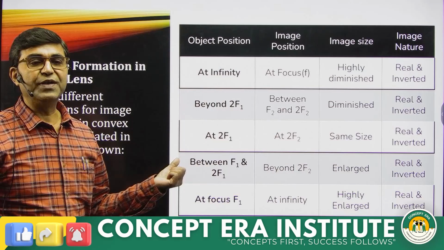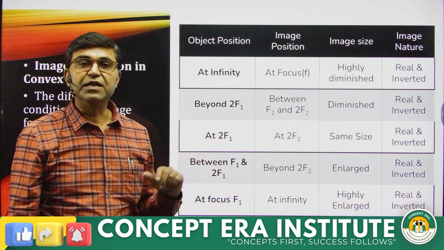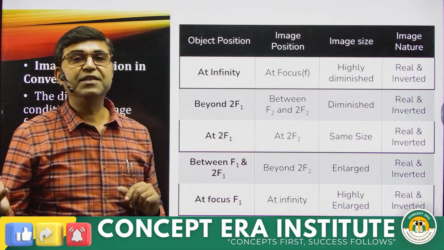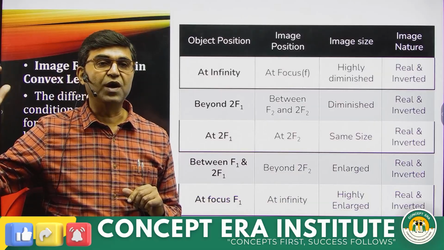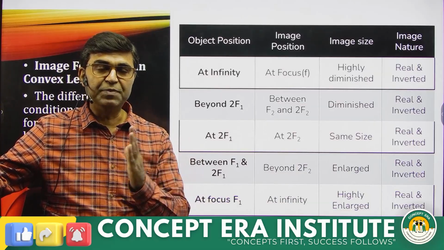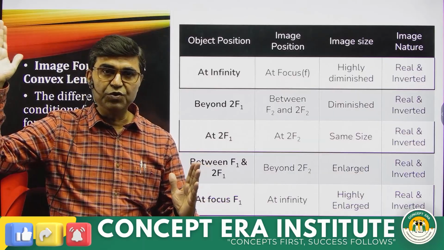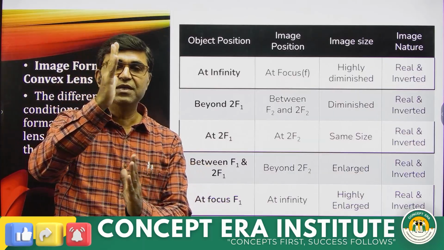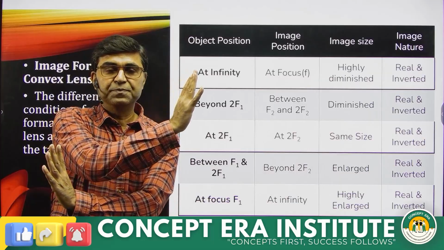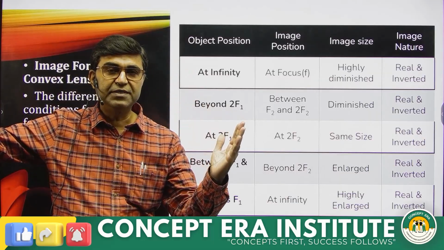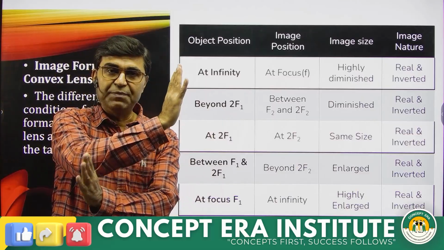As you know, convex lens is a converging lens. And remember one thing, that as the object is far away from the lens, the image will be nearer to the lens. And as the object starts moving closer to the lens, the image moves further away from the lens. That means if the object is far, image will be near the lens, and if the object is near, the image will be far.